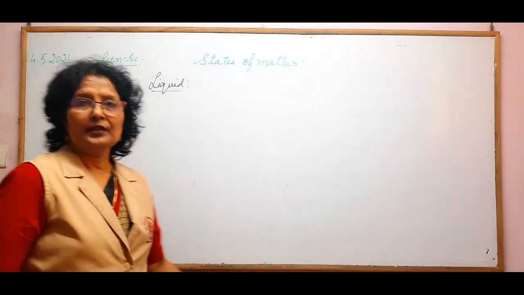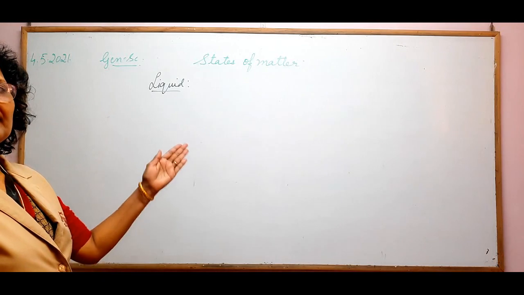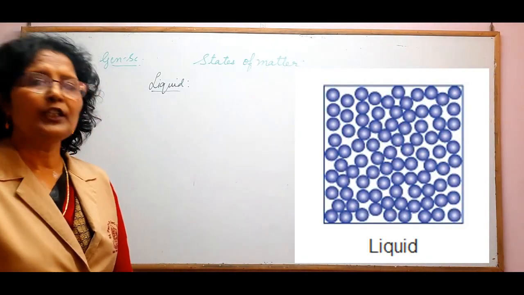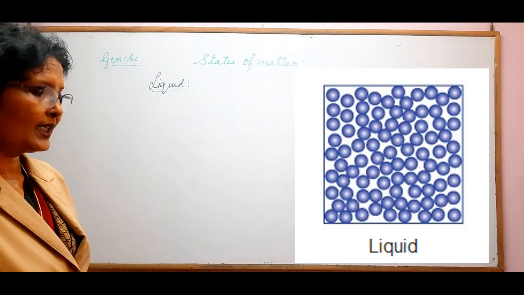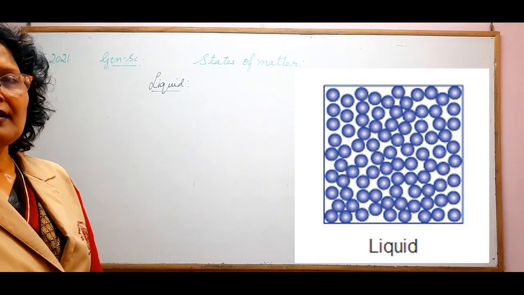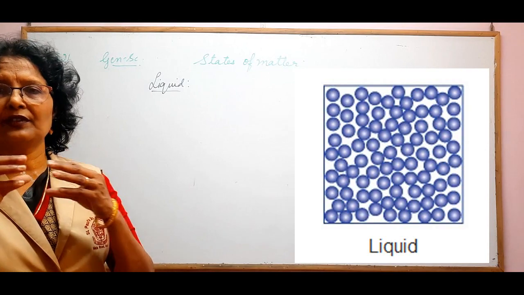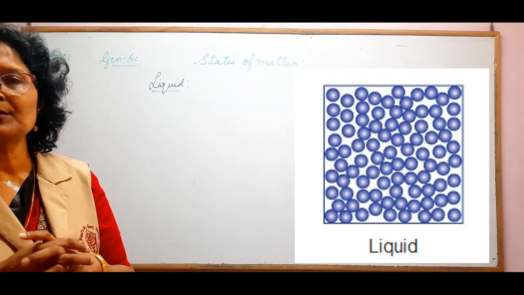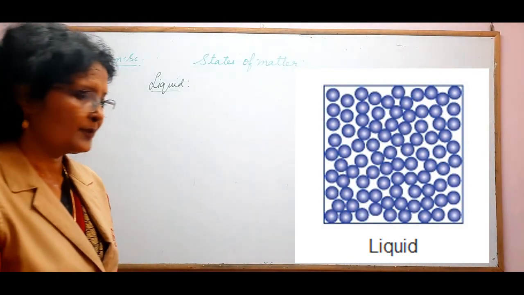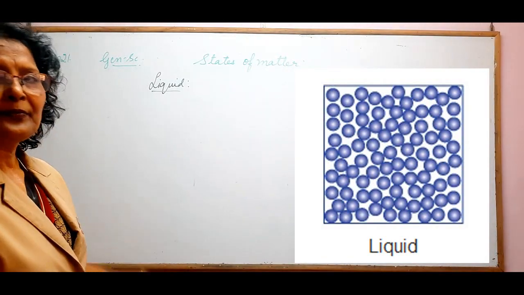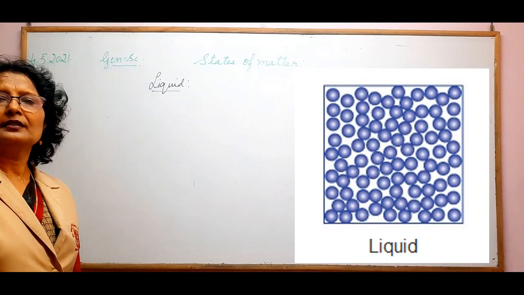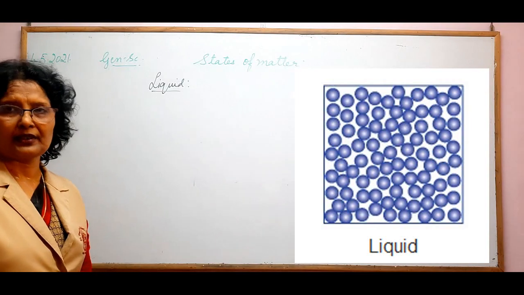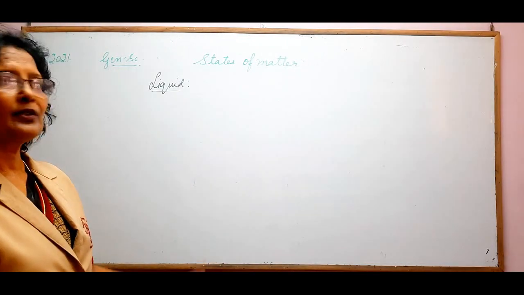Okay, so this is the diagram of the molecular arrangement in liquids. You can see that the molecules are less closely packed. The force of attraction is less, so they can move easily. Is that clear? Motion is possible between the molecules. So by the diagram you can see that the molecules are not closely packed, it is less closely packed. Okay. So this is all about the liquid.